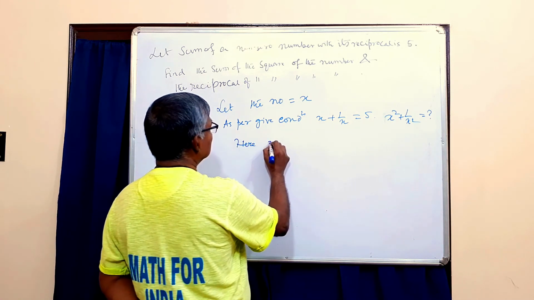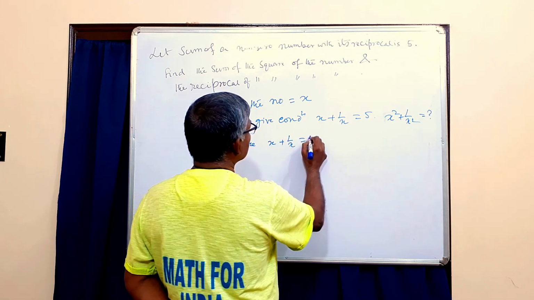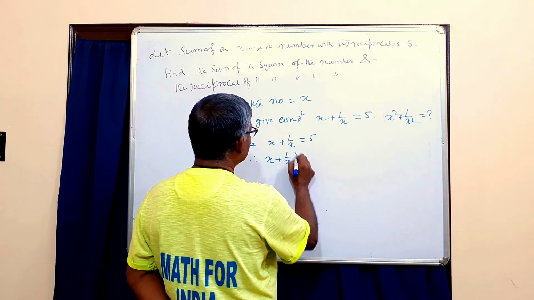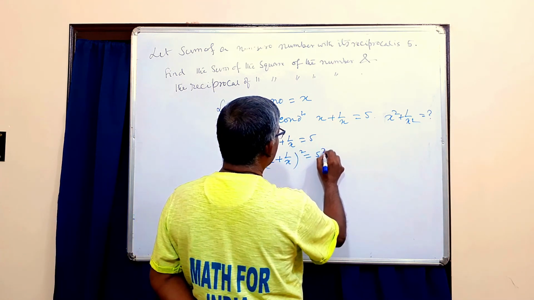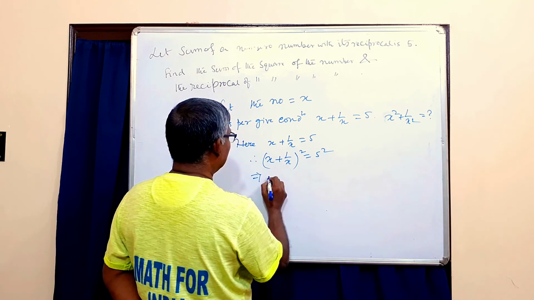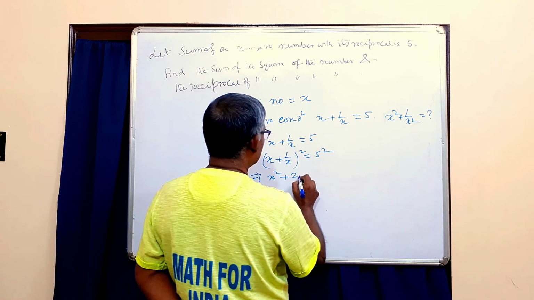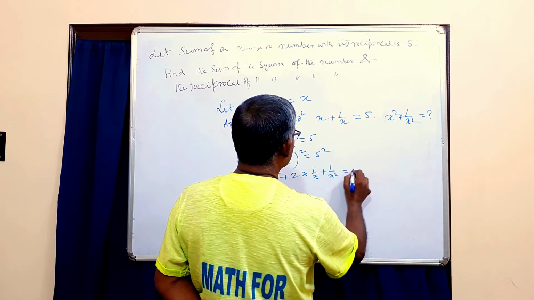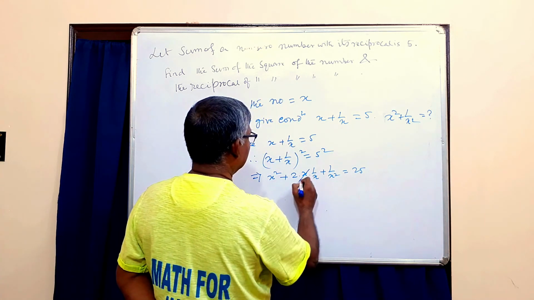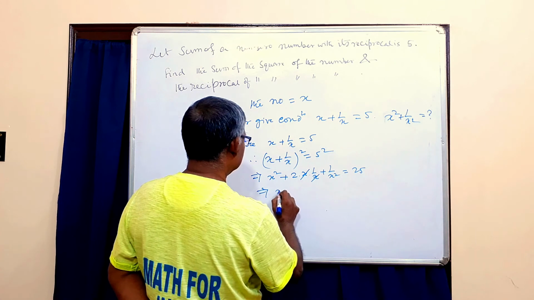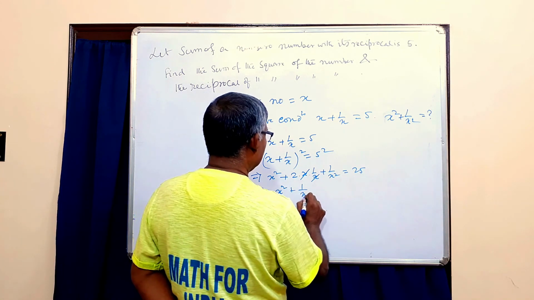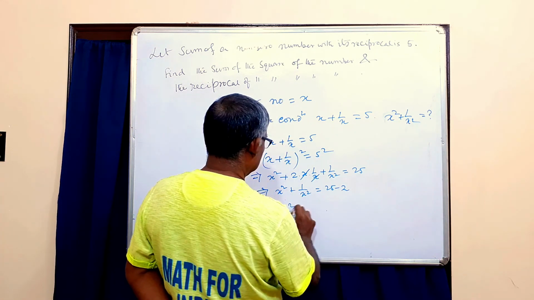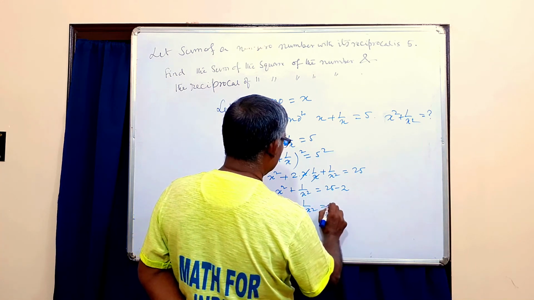Here x plus 1 by x equals 5. Now squaring both sides we can write x plus 1 by x whole square equals 5 square. This implies that x square plus 2 into x into 1 by x plus 1 by x whole square equals 25. Here x is cancelled. This implies that x square plus 1 by x square equals 25 minus 2. Therefore, x square plus 1 by x square equals 23.